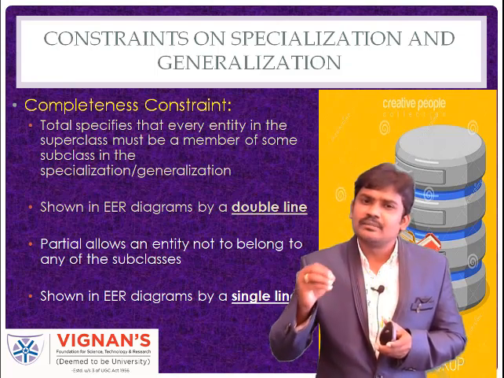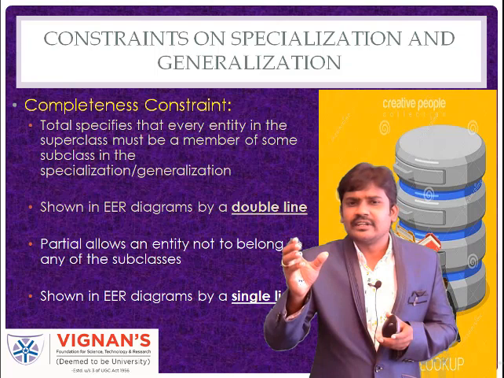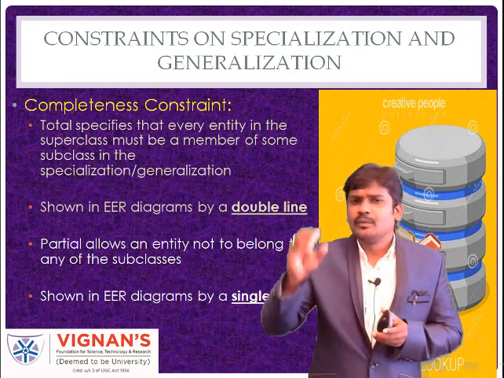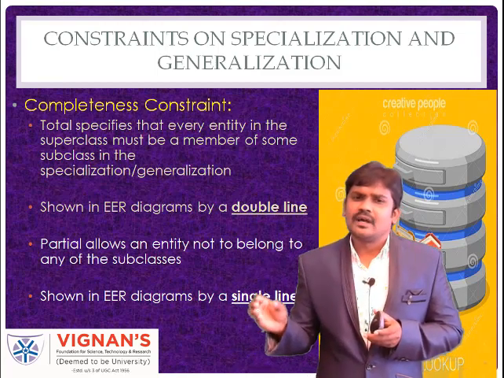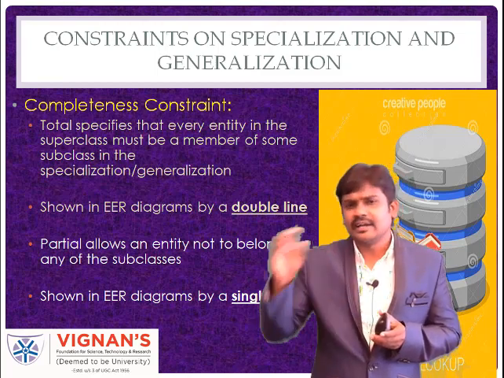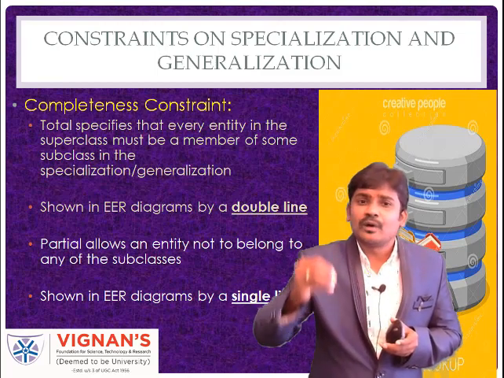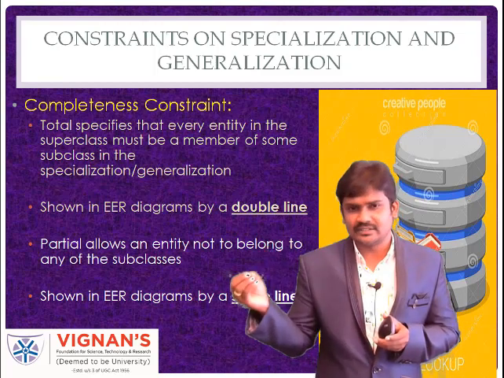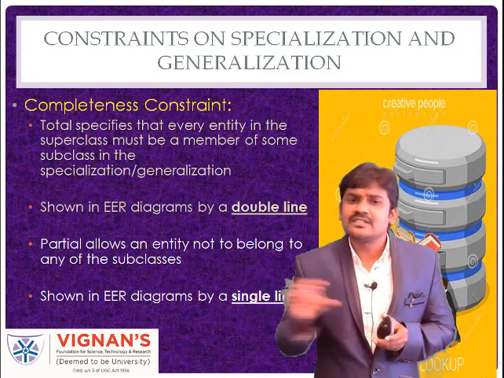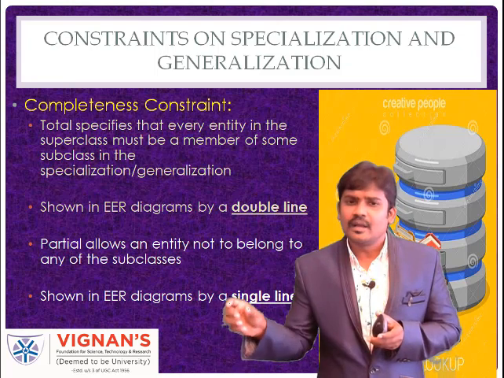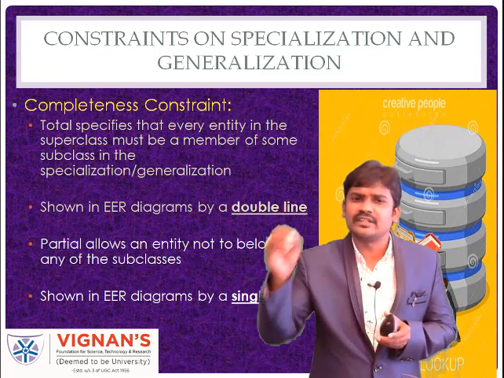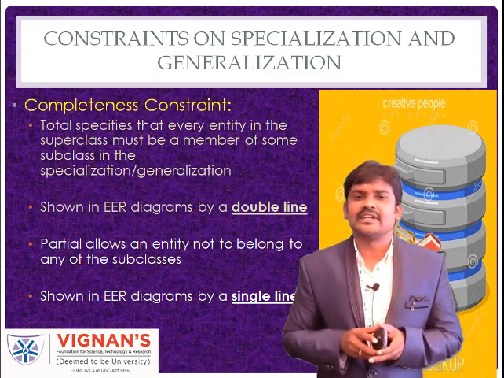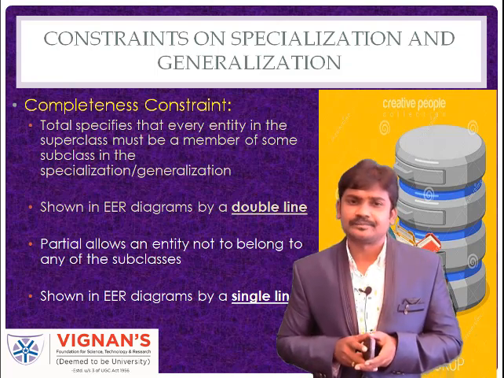And overlapping partial means if 100 people are present in one location, few people belong to business, few people belong to employees, and some of them are doing business and employment, but few people do not belong to these two categories, those people are doing daily wages. In that case, they cannot come under these two subclasses, businessman subclass and employee subclass. So we can call it overlapping partial, that is represented in the ER diagram by a single line.